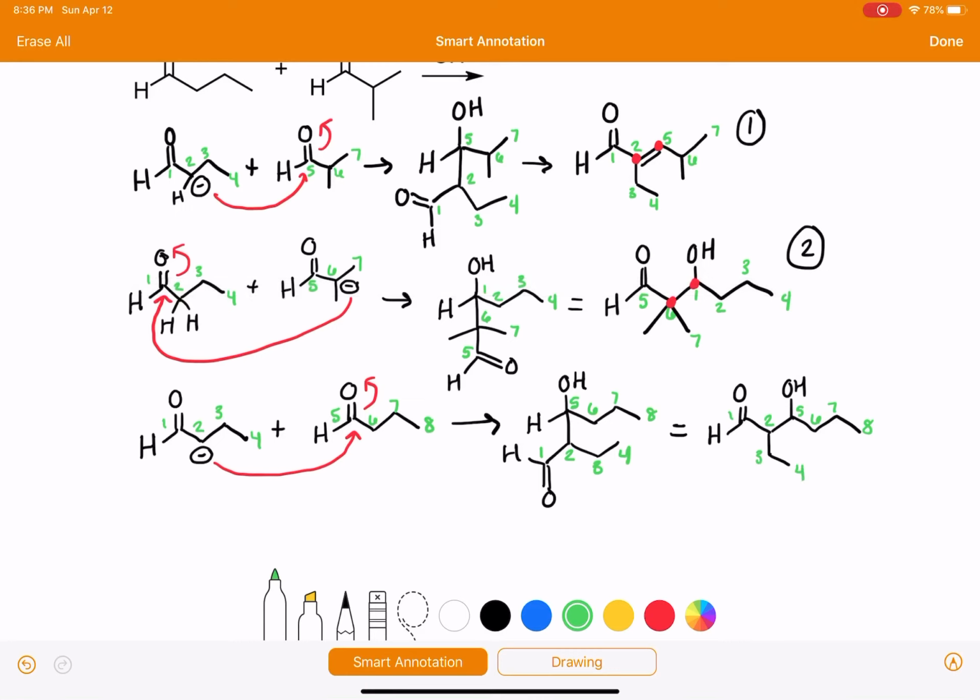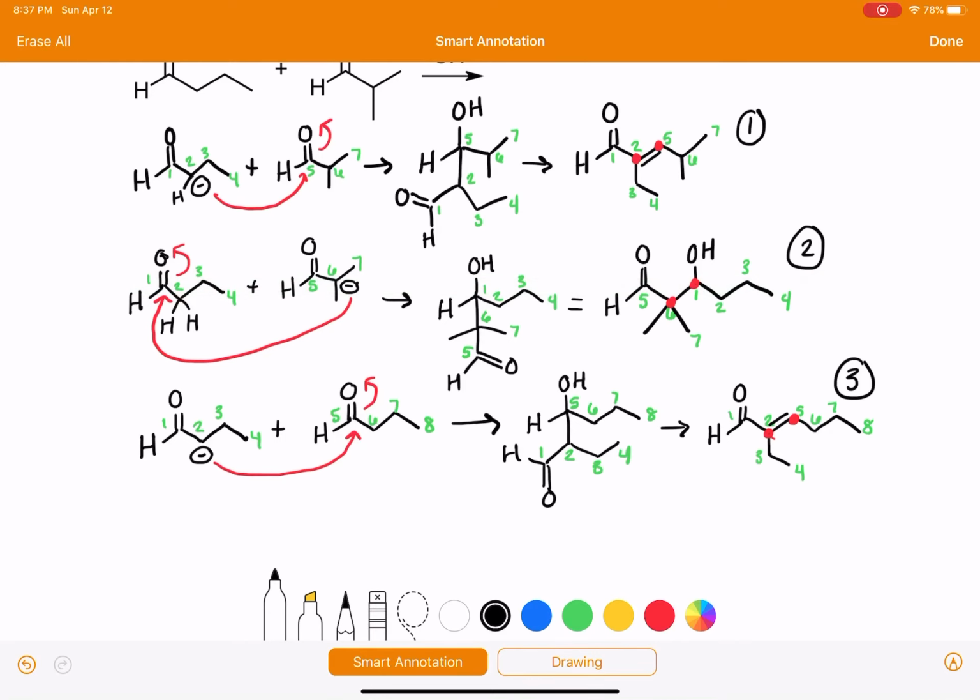Now, can we do a condensation? We're going to look at the OH carbon and the alpha carbon. Does the alpha carbon have a hydrogen on it? It does. If it has a hydrogen on it, we will dehydrate, put a double bond in between those 2 carbons. There will be cis and trans. This is molecule number 3.